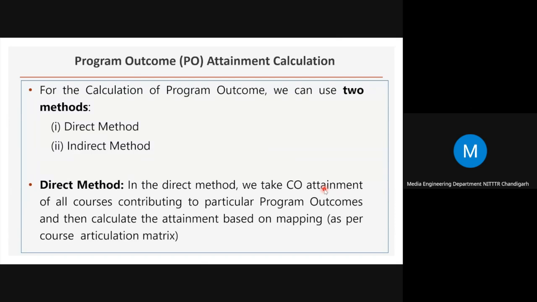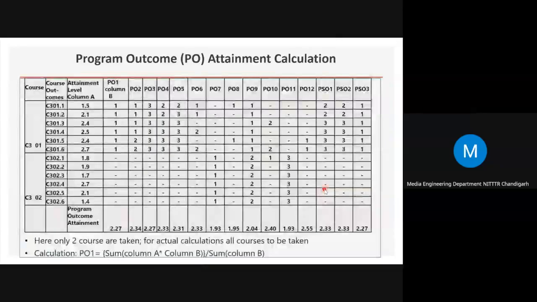So same method can be applied for indirect method of CO attainment, right? So that can be applied. So we'll be doing this PO attainment calculations using both direct as well as indirect method.